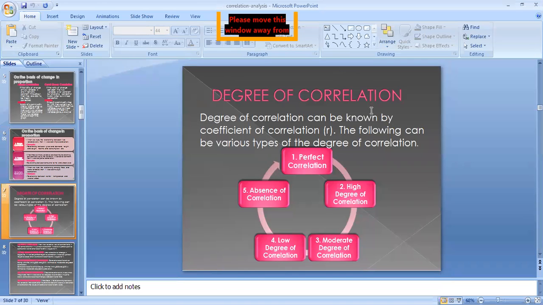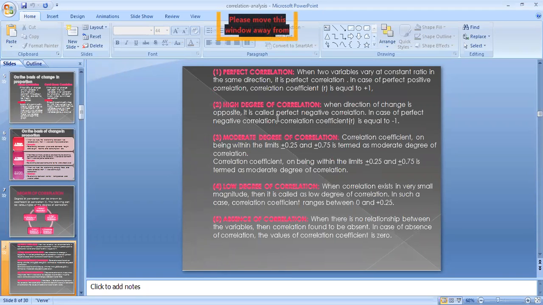Now, degree of correlation. The degree of correlation can be known by the coefficient of correlation, R. The following are the various types of degree of correlation: one is perfect correlation, two is high degree of correlation, three is moderate degree of correlation, four is low degree of correlation, and five is absence of correlation. So there is a definition. If you are interested, you can tell about this.